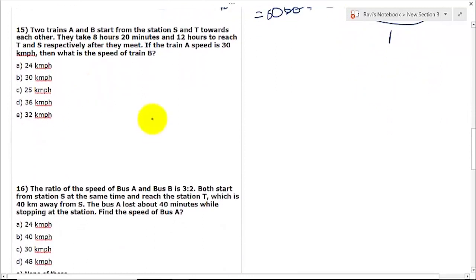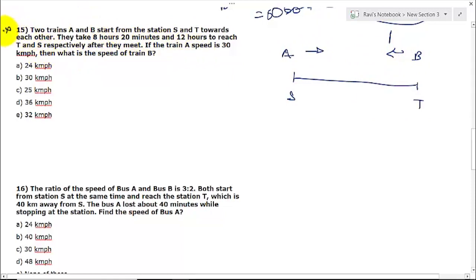Let us go to question number 15. What it is saying is, two trains A and B start from stations S and T towards each other. They are moving towards each other. Again, they take 8 hours 20 minutes and 12 hours to reach T and S.